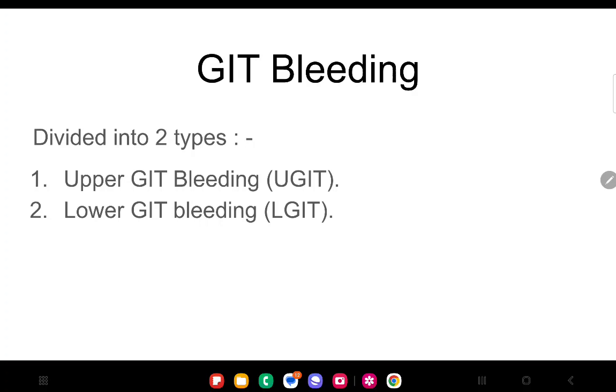The important part of this lecture is going to be the clinical approach to upper GIT bleeding, which is divided into the history, examination, investigation, and treatment.